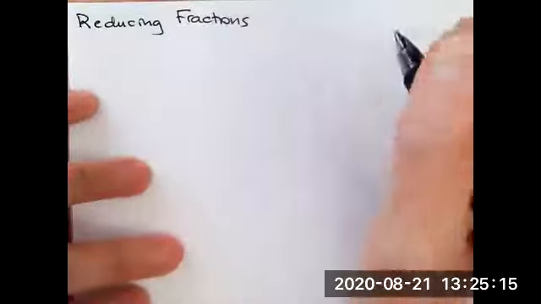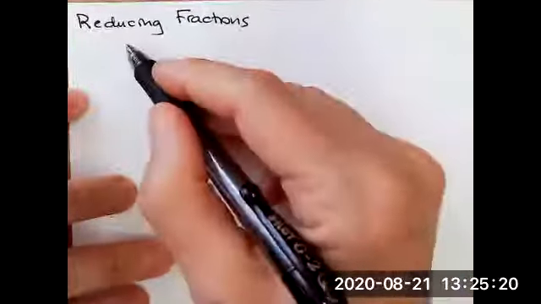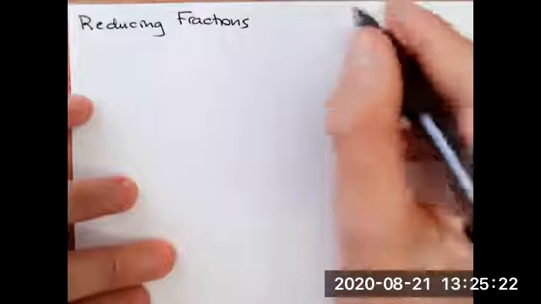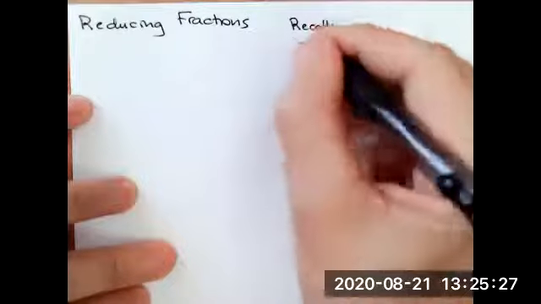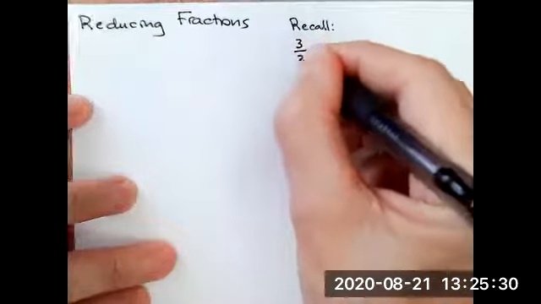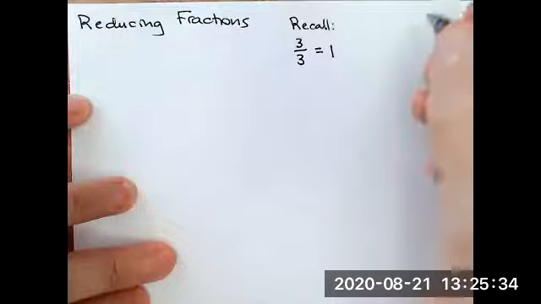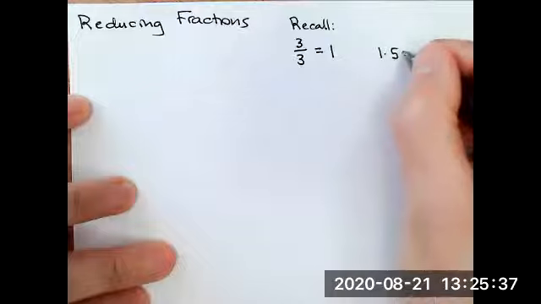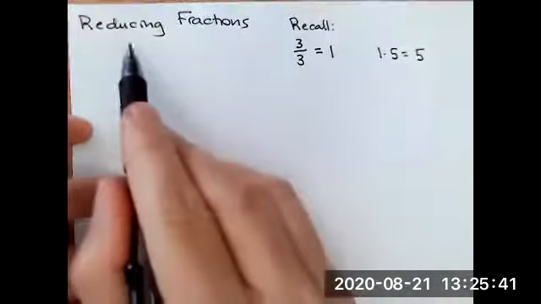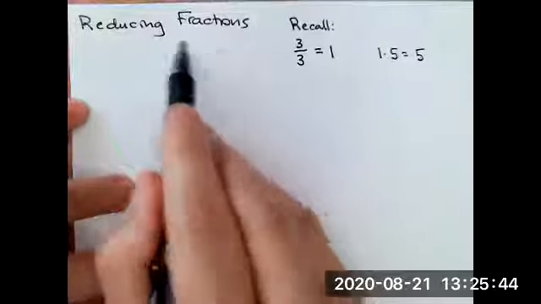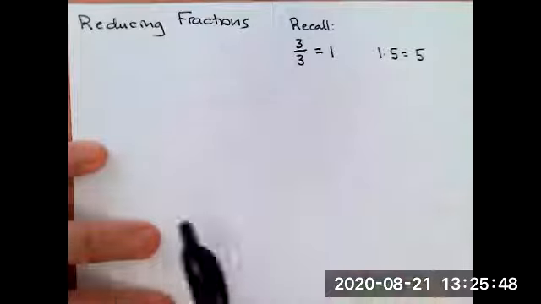So I can use those divisibility rules and factoring rules to do reducing of fractions. And the main thing we're going to use is that any fraction where the numerator is equal to the denominator is equal to 1. And 1 times any number gives you the same number. So reducing fractions is another way of writing equivalent fractions. Let's do some examples.